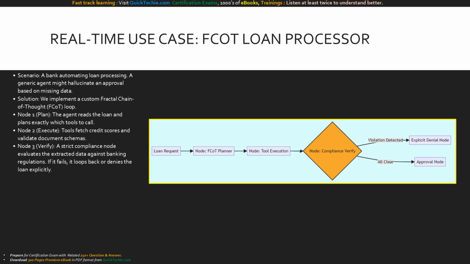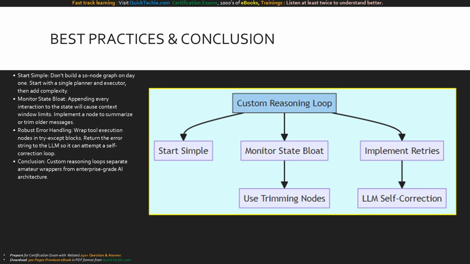this strict compliance evaluation. As we conclude, keep these architectural best practices in mind. Always start simple. Build a 2-node graph before a 10-node graph. Be extremely vigilant about state bloat. If you append every single internal thought to the state's message list, you will quickly blow up your LLM's context window. Build a dedicated node just to summarize or trim older messages.